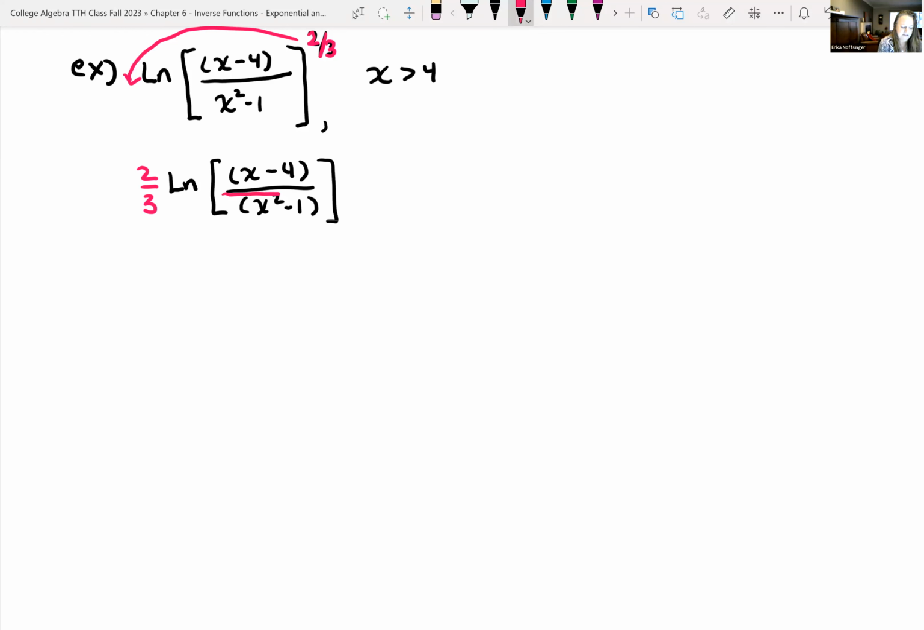We have division here, and so division makes us rewrite it as subtraction. Be careful though, because we should have parentheses around this whole thing, that 2/3 out front. And so we have the natural log of x minus 4, division is minus the natural log of x squared minus 1. And that's as far as we can take it, because again, we can't distribute that log.